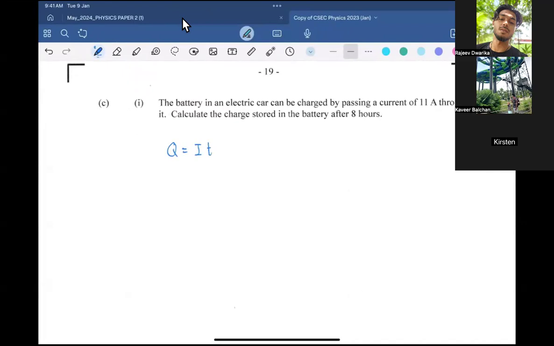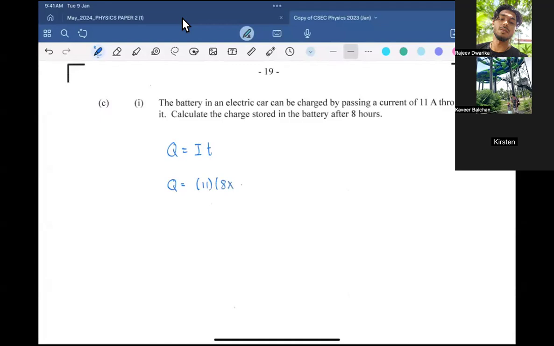Right, Q is charge, and what do we measure charge in? Coulombs. Right, so you have to put those units and you get your final answer. So what is my current? The current is 11 amps. What is the time? Time is 8 hours. Right, 8, and we convert that to seconds.